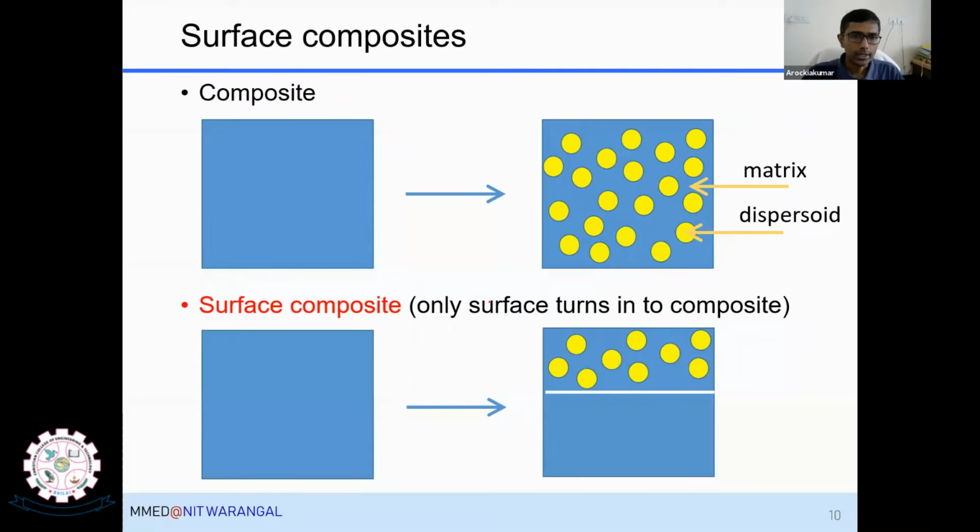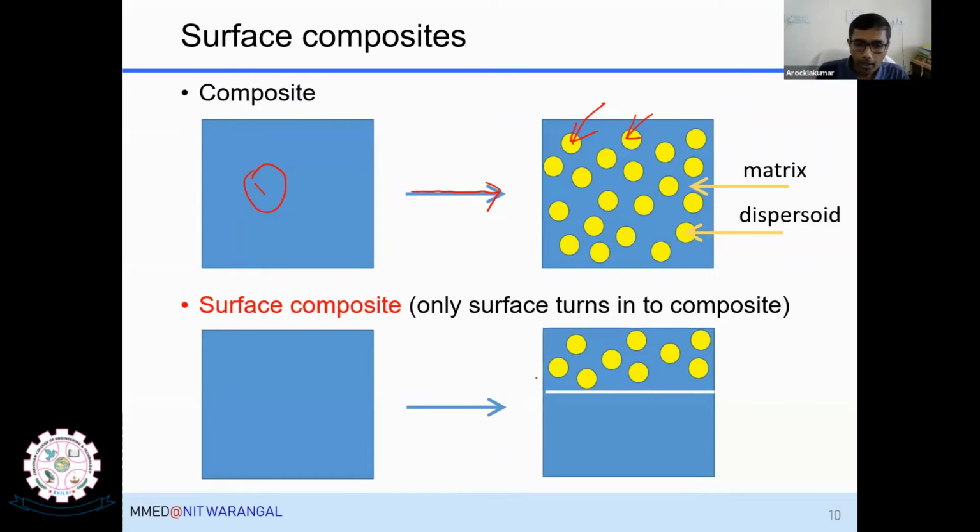Now let us look at how composites are prepared through friction stir processing. This is a monolithic material, and now you are introducing some kind of reinforcement or dispersal into the material. This one we call a composite. But through FSP, you will be able to turn the surface into a composite. So we call it a surface composite.